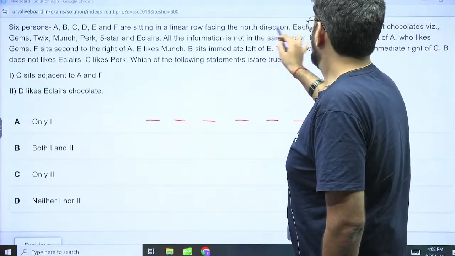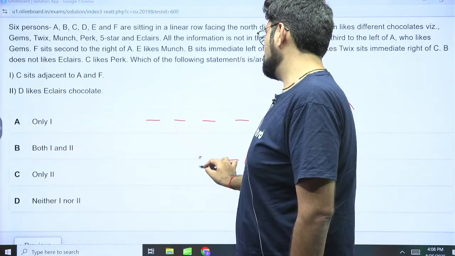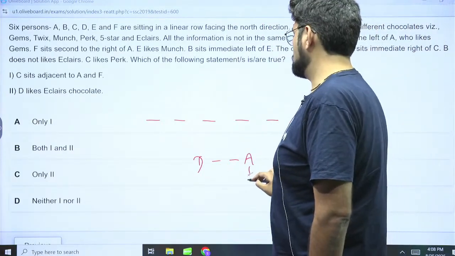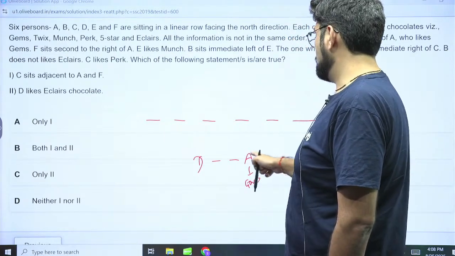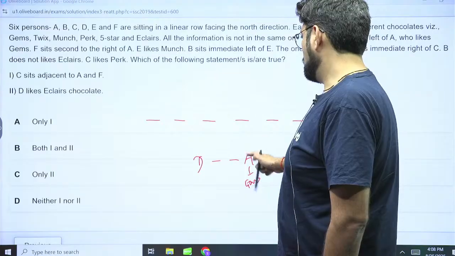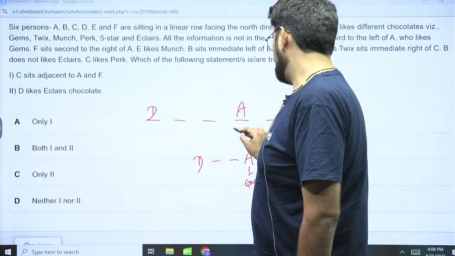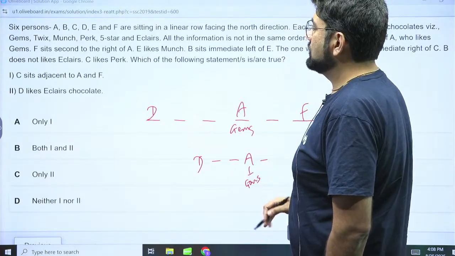So D sits third to the left of A. Wherever A is, D is third to the left. That means A and D have 2 people between them. Who likes Gems? A likes Gems. F sits second to the right of A. Now this is only possible if A sits here. So F will sit here and D has to sit here, and A likes Gems and F is sitting here. Perfect. So we have arranged this already.